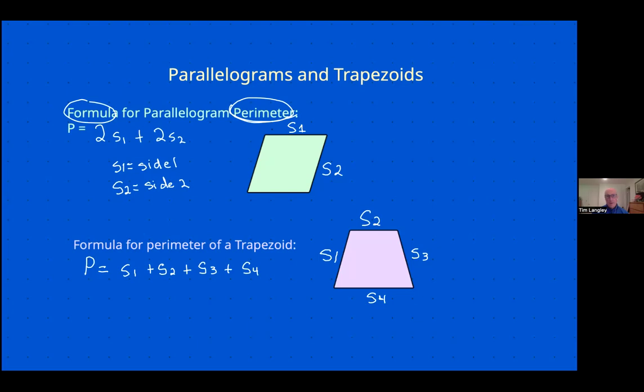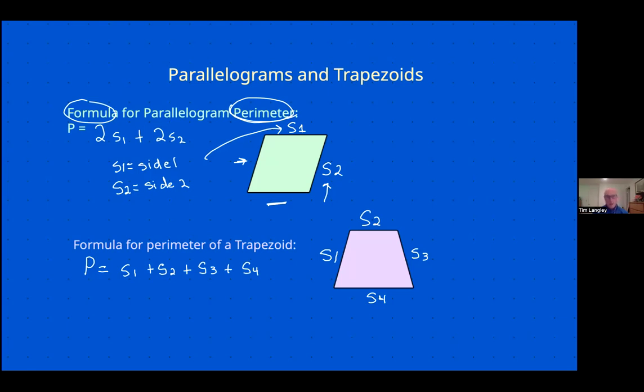Let's just say that this is side one and this is side two. So basically, you would have side one, and then 2 times is you're basically calculating this side here, and then 2 times side two means you're calculating this side right here as well. And so that's why it's 2 times S1 plus 2 times S2. Or another way to do it would just be to add up all the sides. And remember, if these are parallel, they're going to be equal to each other, these two opposite sides.